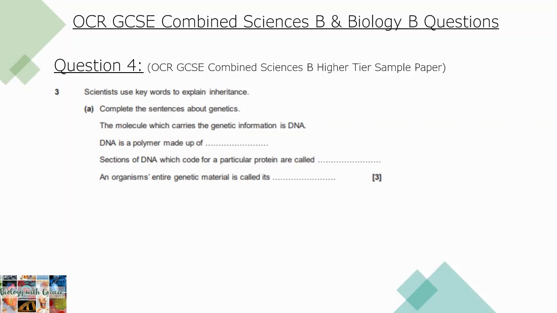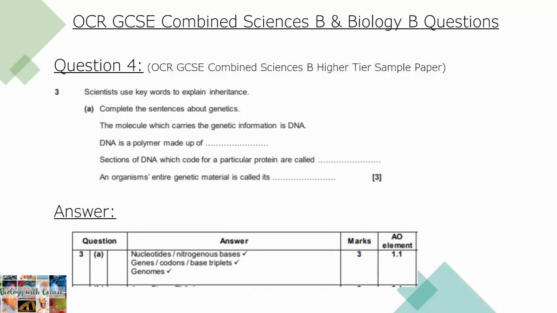And then the last sentence is an organism's entire genetic material is called its something. We know that the entire genetic material which provides the instructions for the amino acid sequence is known as the genome. So there we go. For the second one, sections of DNA which code for a particular protein are called, you can have genes, codons, or base triplets as well.